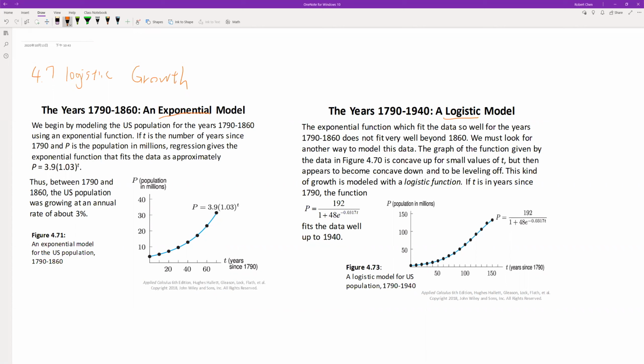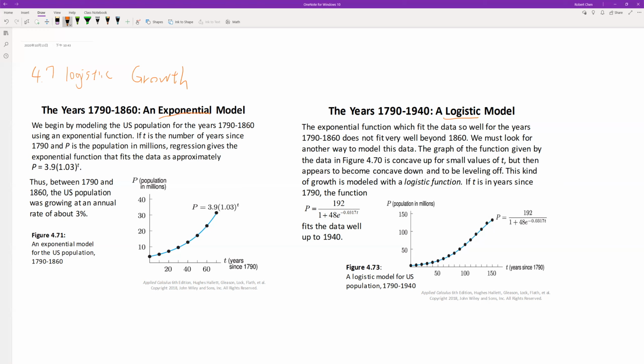Let's look at the exponential model, which we know quite a bit about. In the 6 years after 1790, the model is pretty nice using exponential growth, but exponential is not going to fit well when the time expands, when we look at maybe 100 years or 150 years.